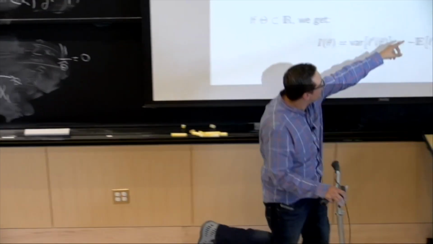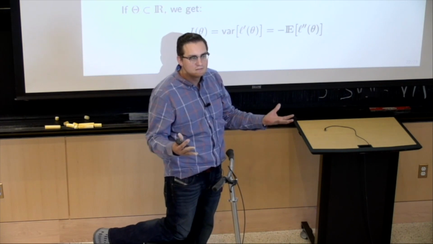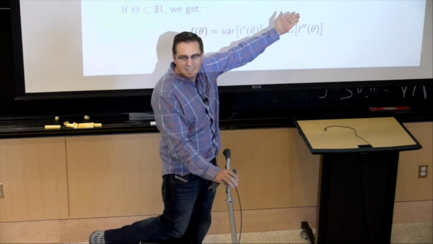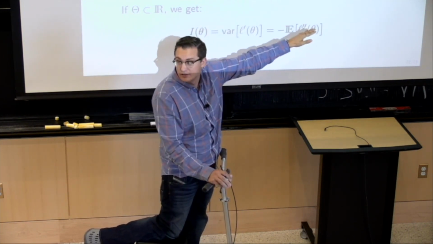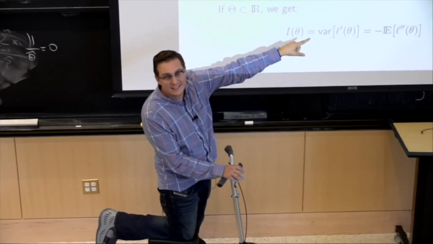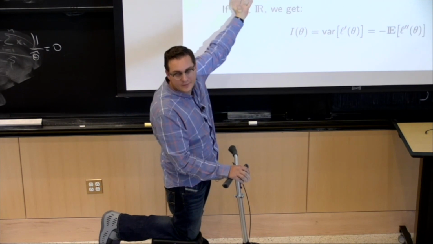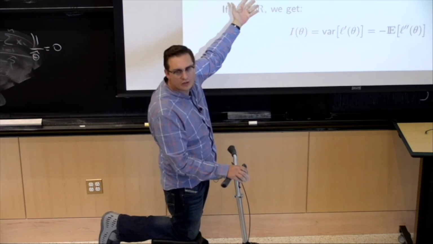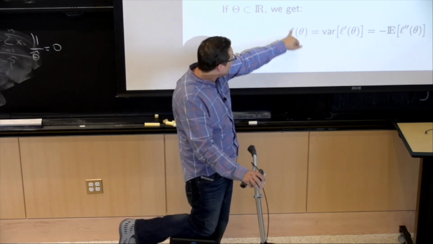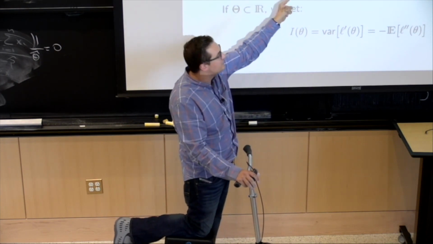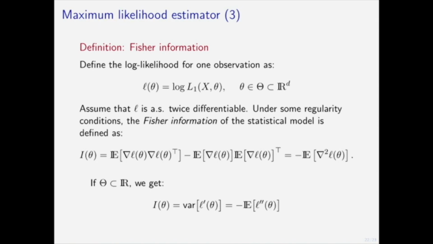And the technical conditions tell me that this guy, which depends only on the gradient, is actually equal to the negative expectation of the Hessian. So I can get a quantity that depends on the second derivatives using only first derivatives. The expectation plays a role here, and the fact that it's a log. In the one-dimensional case, this is just the covariance matrix of a one-dimensional thing, which is just the variance of itself. So the variance of the derivative is equal to the negative expectation of the second derivative. Okay, so we'll see that next time.